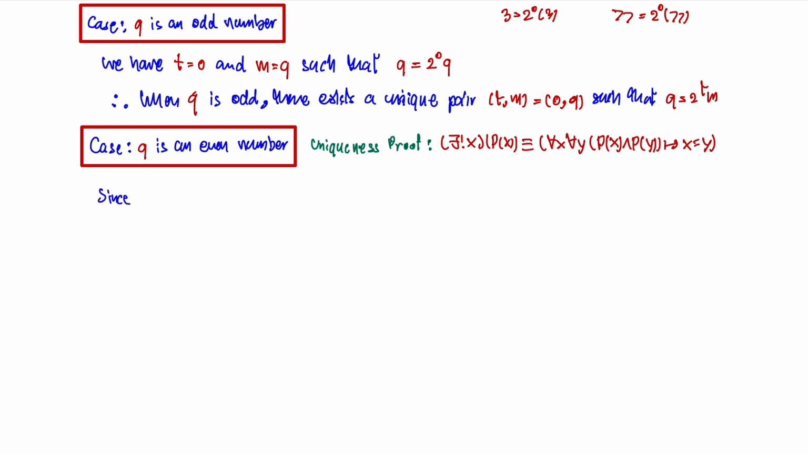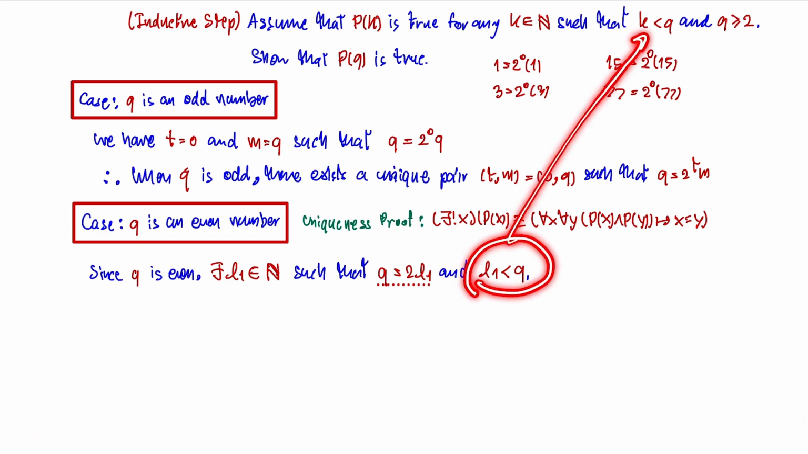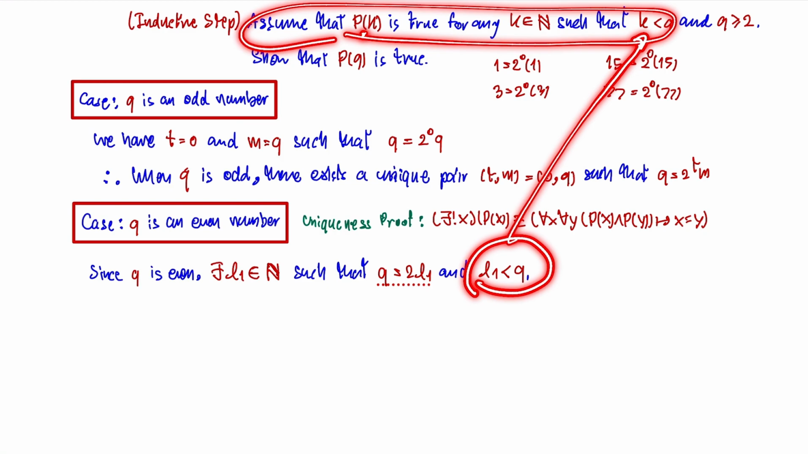So now, since Q is even, what do we have? There exists L1 to be an odd number. Well, not necessary, I'm sorry. So L1 is just a positive integer such that Q is 2 times L1. When you factorize 2 from Q, right here, L1 must be less than Q, right? Okay, L1 must be less than Q. And when L1 is less than Q, it satisfies the assumption of the inductive step.